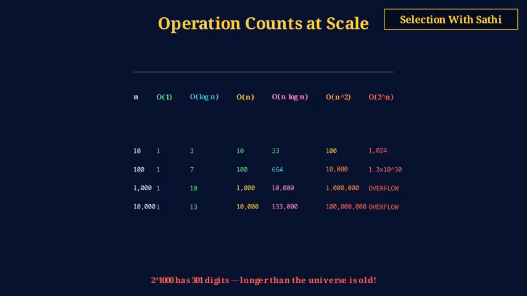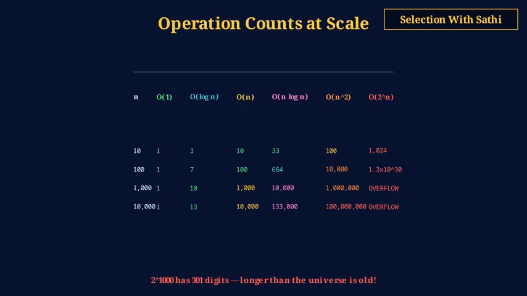All manageable. Now for n equals 100. O of n squared jumps to 10,000. And O of 2 to the n becomes 10 to the power 30. That's a number with 30 zeros. For n equals 1000, O of n squared is 1 million, still okay, but 2 to the 1000 is 10 to the power 301. No computer can handle that.